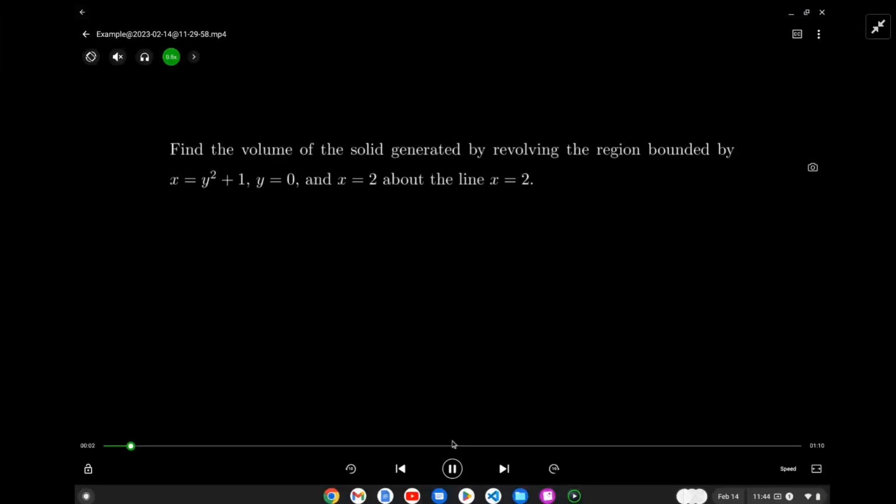Look at our problem here. This is a common problem in calculus. We want to get the volume of a solid generated by revolving a certain region with these boundaries. So let's look at an illustration.